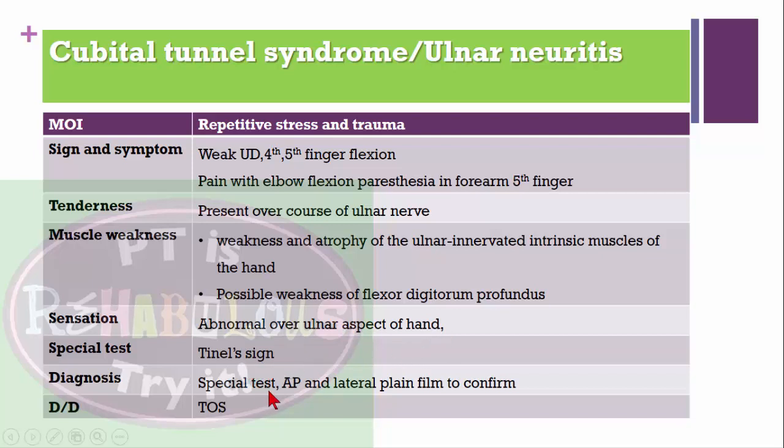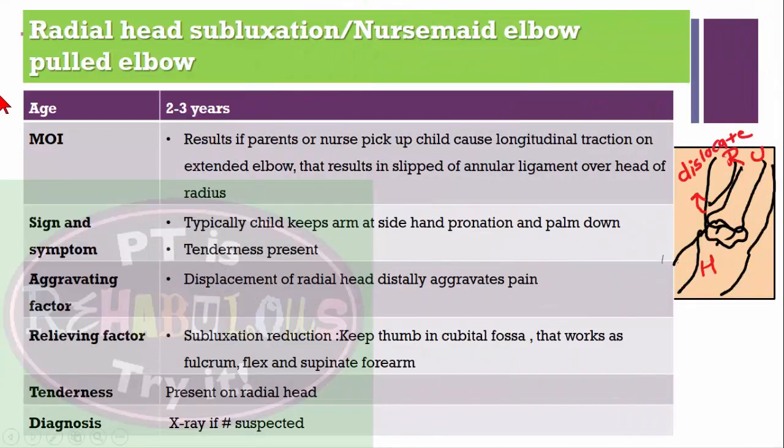Diagnosis is with the help of special tests, and a posterior or lateral plain film can confirm the diagnosis, and differential diagnosis is with thoracic outlet syndrome. Let's learn radial head subluxation or nursemaid elbow, that is also known as pulled elbow, because a parent or nurse is holding the child's elbow and the radial head is subluxated from here.